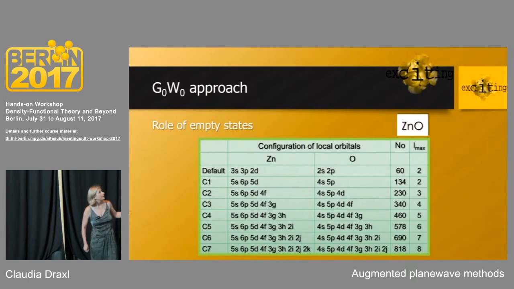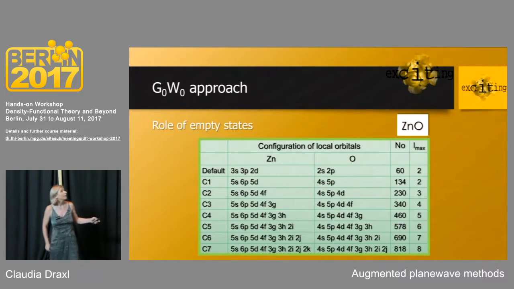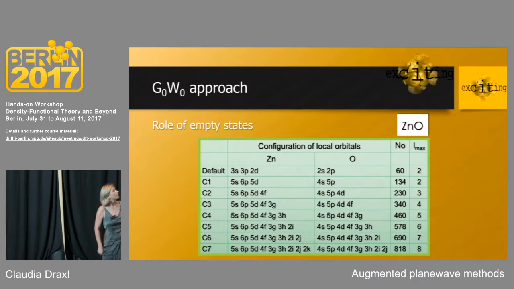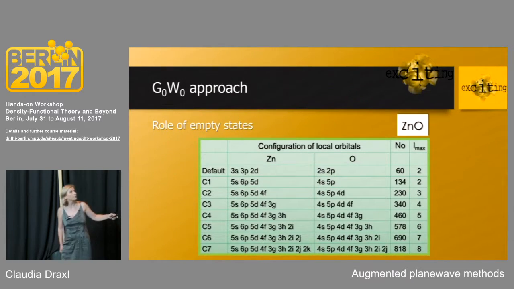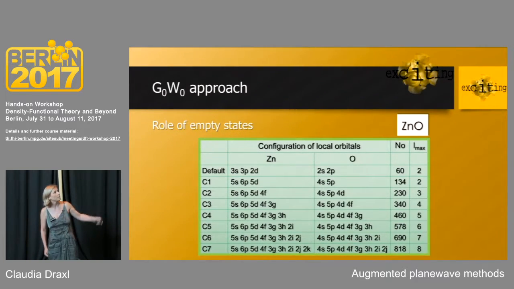So what I show you here is different configurations of basis sets, basically by increasing the number of local orbitals to, let's say, infinity. You can go to infinity. So we systematically construct local orbitals of higher states in order to improve the basis set for unoccupied states. The default would be, for zinc oxide, 3 local orbitals for zinc and 2 local orbitals for oxygen. This is good enough for doing any ground state calculation. But now we just play with it. We go to higher L channels, adding more and more local orbitals, and we go from this configuration from 60 to more than 800.